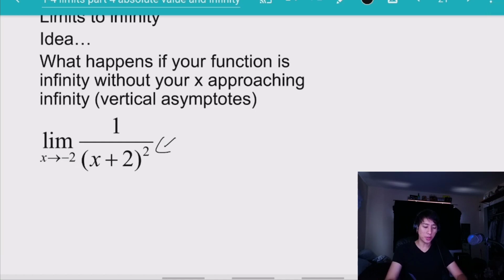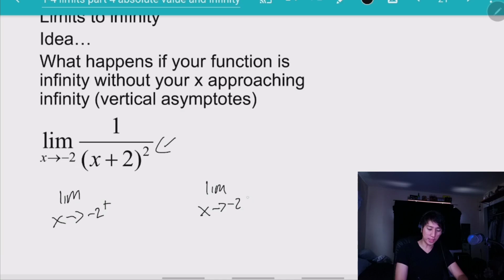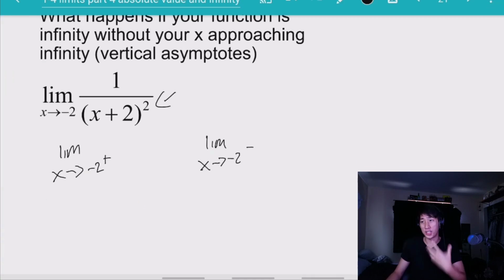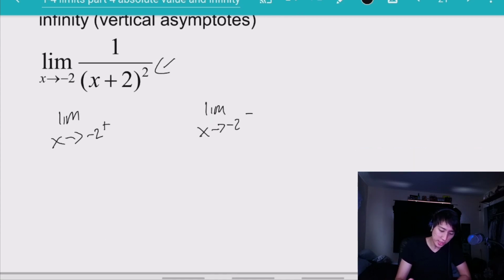As it's getting closer and closer to 0, let's see, limit as x approaches -2 from the right, and limit as x approaches -2 from the left. And if these two are the same, then we can say that it approaches positive infinity or negative infinity. And if they're different, we just say the limit does not exist. So when you have these denominators are zero, you're looking at your limit approaching infinity. So let's check it really quickly.